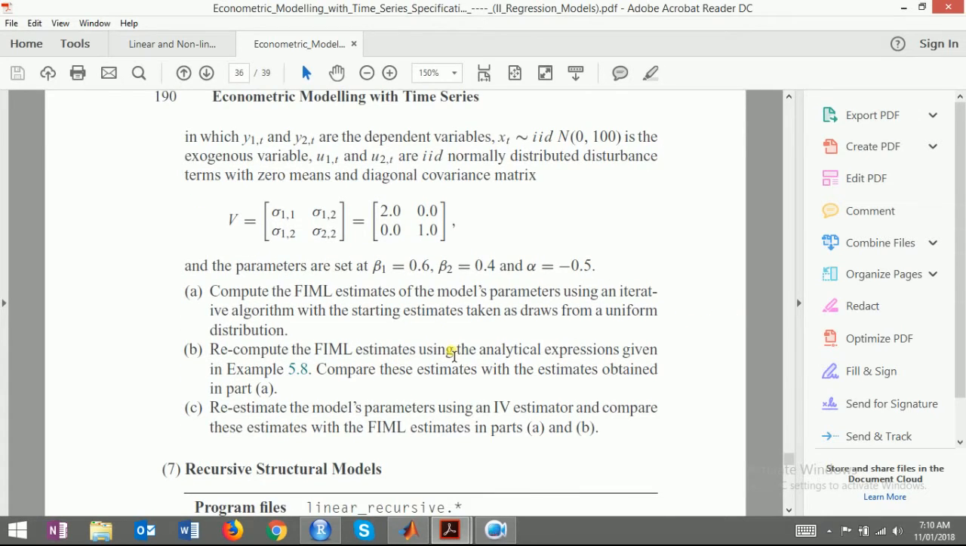Compute full information maximum likelihood estimates of the model's parameters using an iterative algorithm, maybe Newton-Raphson, with the starting estimates taken as draws from a uniform distribution 0 and 1. Recompute the FIML estimates using the analytical expressions given in example. Compare these estimates with the estimates obtained in part A. Re-estimate the model's parameters using an IV estimator, and compare these estimates with the FIML estimates in parts A and B. So 5.8, page 36.